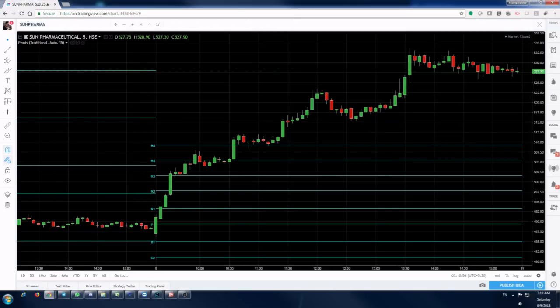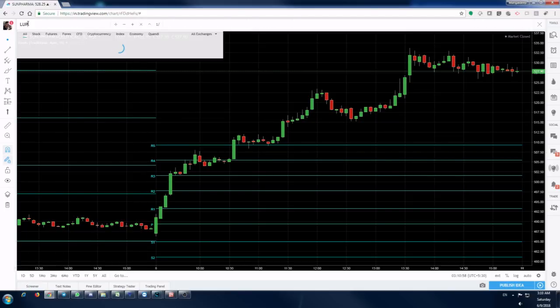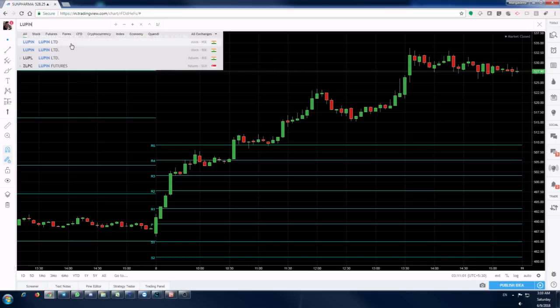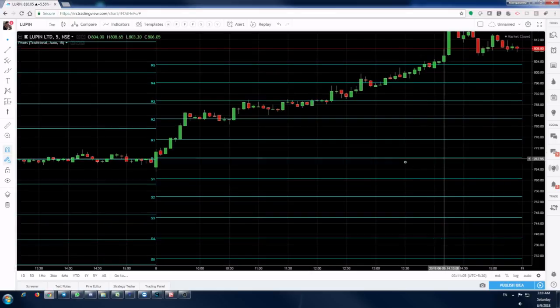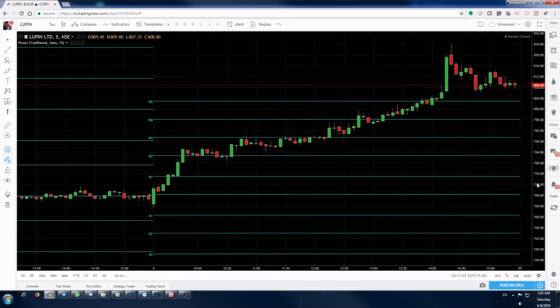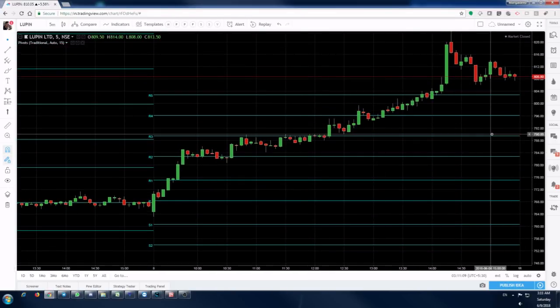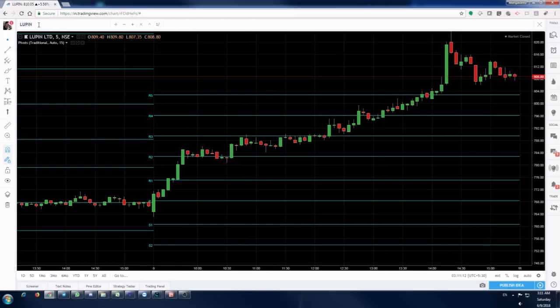Okay, so next one was Lupin, I believe. So what happened to Lupin here? Lupin was also a good move, right? So apply the technicals and decide. Next was PNB, I believe, here.